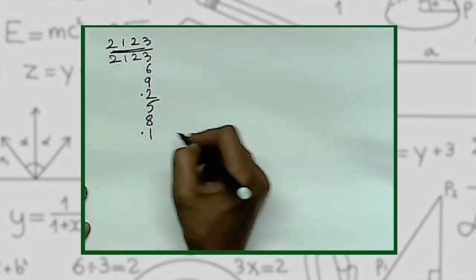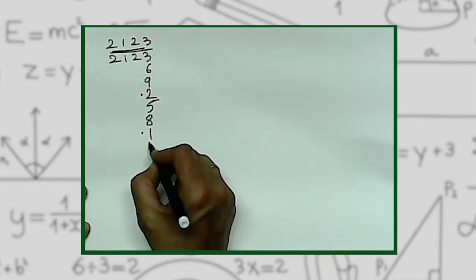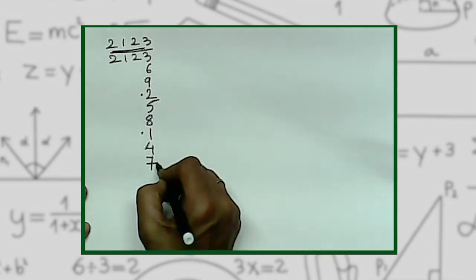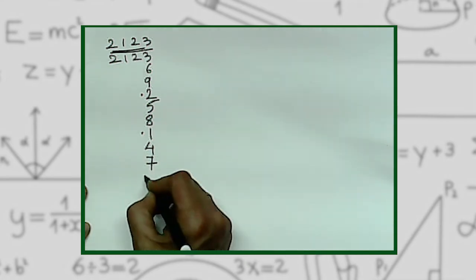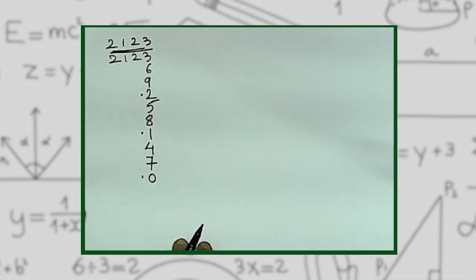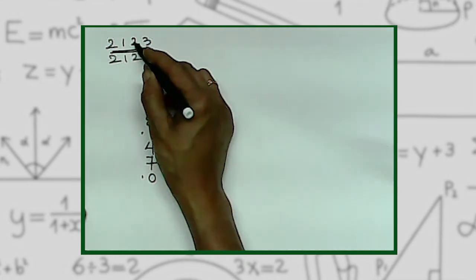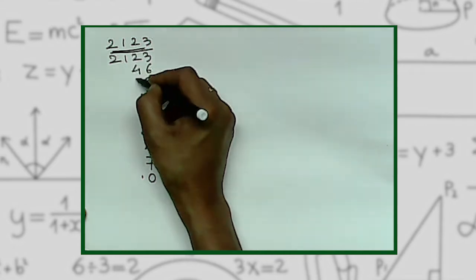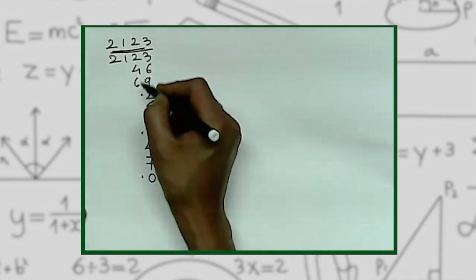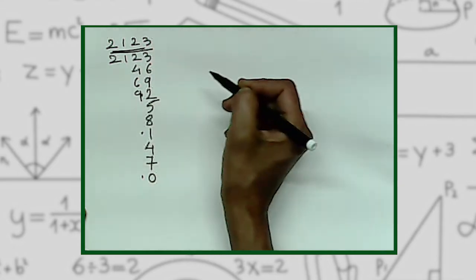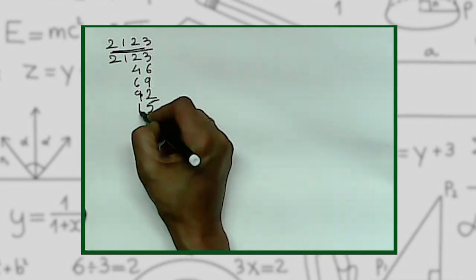5 plus 3, 8. 8 plus 3, 11. So point 1. 3 plus 1, 4. 4 plus 3, 7. 7 plus 3, 10. Tens place. 2 plus 2, 4. 4 plus 2, 6. 6 plus 2, 8. And this point 9.